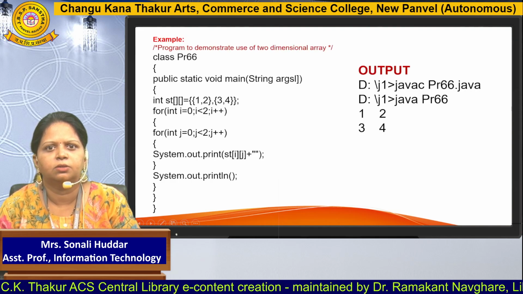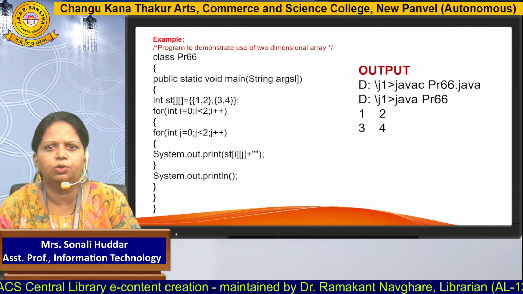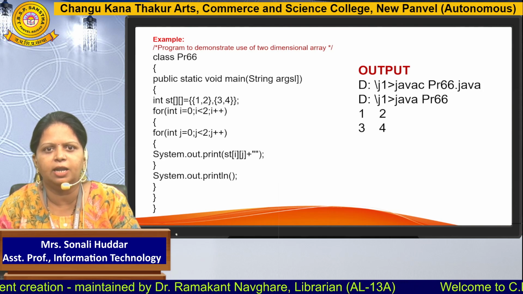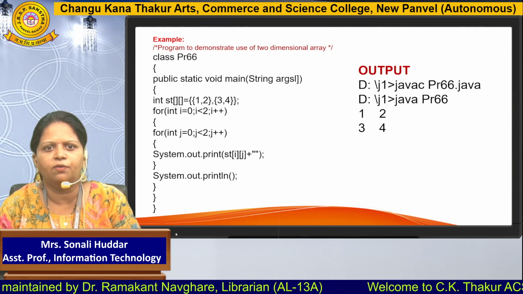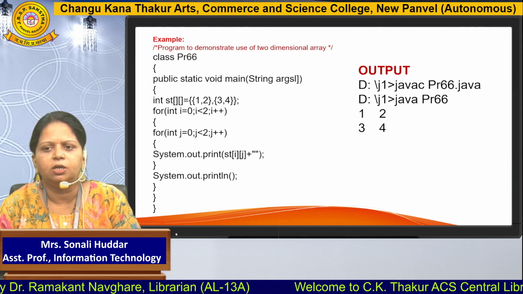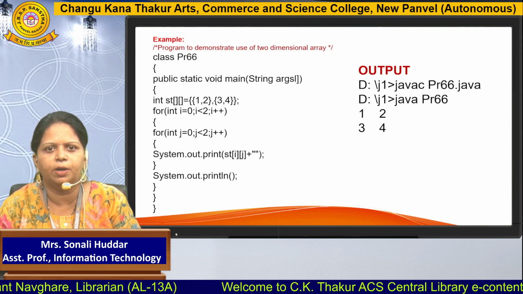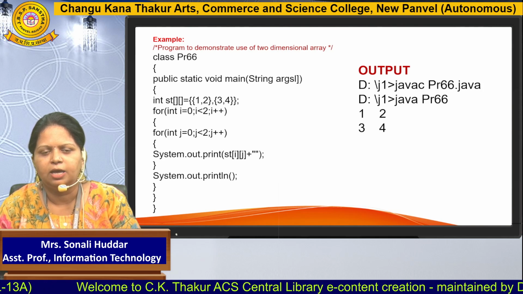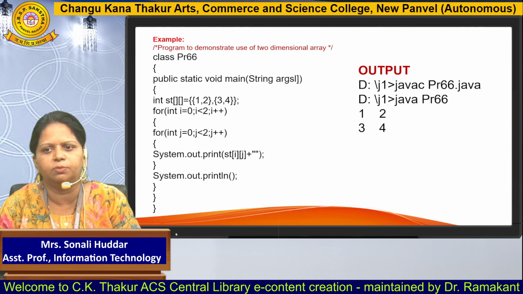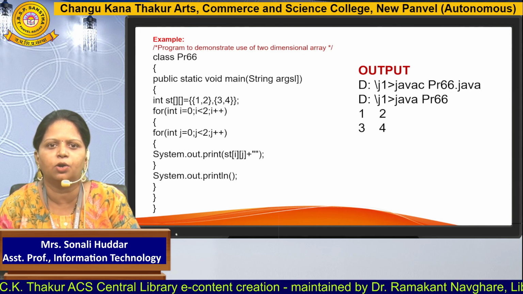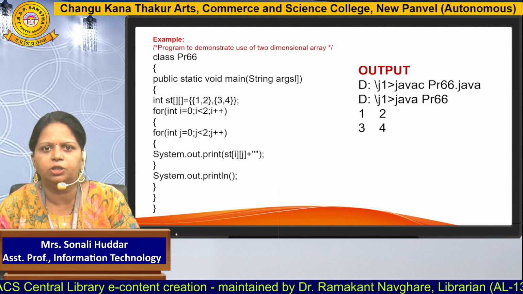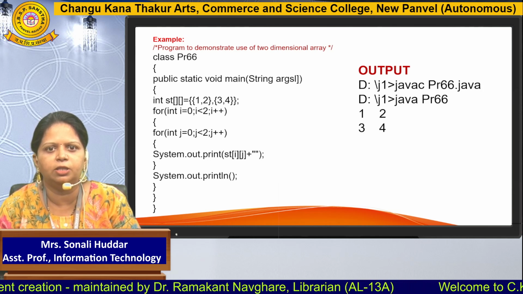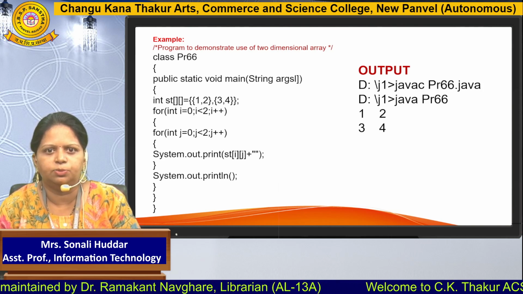Now just consider the program to demonstrate the use of the array. class program66, public static void main(String args[]). In the main class we are just going to declare one array, which is a 2-dimensional array: int st[][] equal to {{1, 2}, {3, 4}}. for int i equal to 0, i less than 2, i plus plus. And again one more for loop is required for columns. The first for loop is for rows and the second for loop is for columns. To access the rows and columns, you use these two for loops, and then you print the values of the st array with the help of i and j as the index positions.